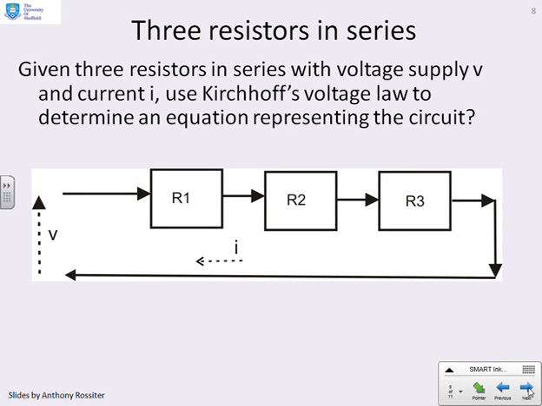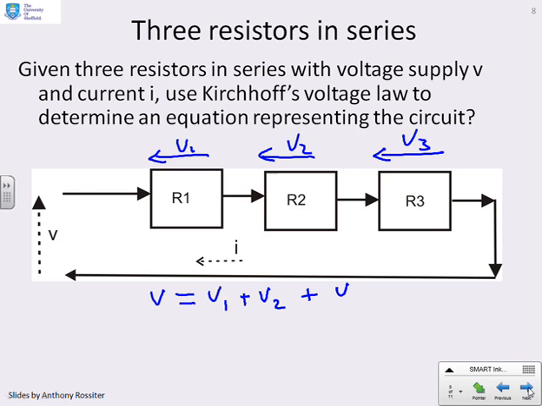What happens then if we have three resistors in series? Well, again, the first thing to do is annotate your diagram. So let's put our voltages across each of these components, V1, V2, V3. Then I'm going to write down Kirchhoff's voltage law. That's always a good step for series. So V equals V1 plus V2 plus V3. Then I'm going to write down the equations for each of these resistors in turn. So I've got V1 equals I R1, V2 equals I R2, and V3 equals I R3.